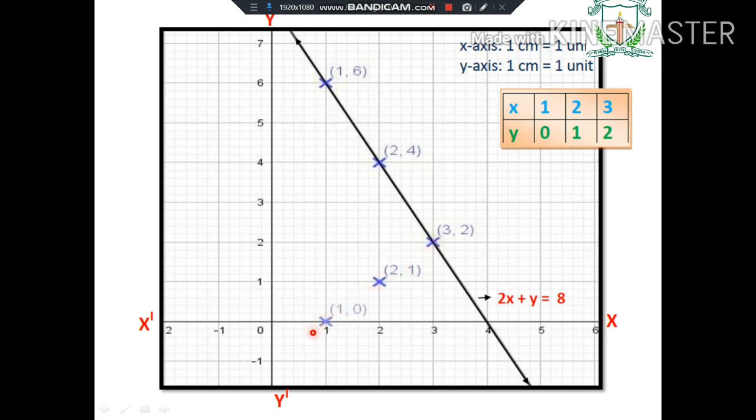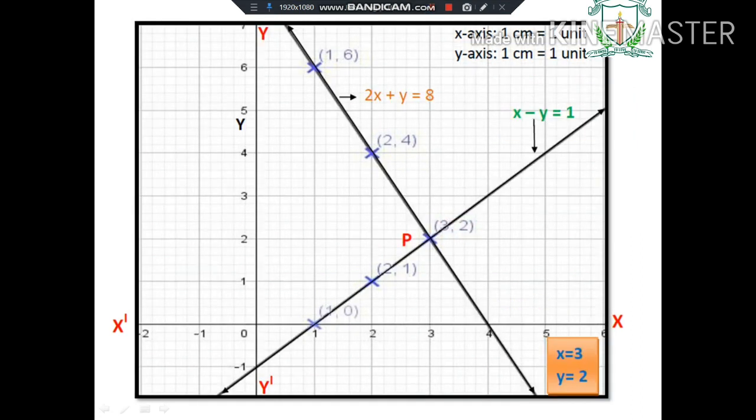Now these 3 points you got. Now what you have to do? Join and draw these 3 points. You have to join and draw a line. Let us see how it appears. Dear children, when you join these points, we get one more line here.